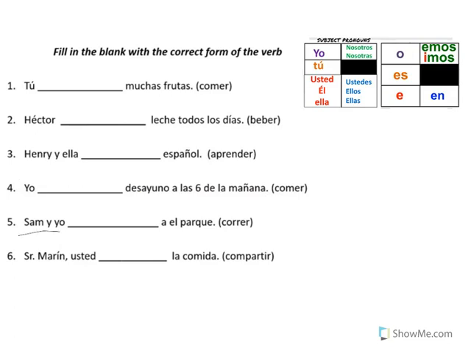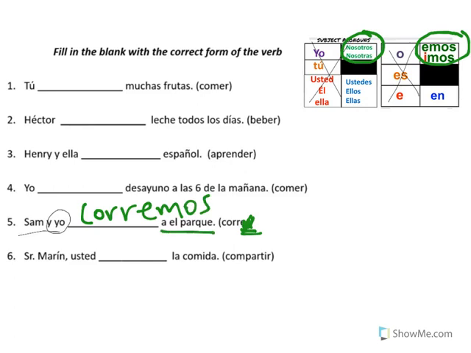5. Sam y yo. Oh, Sam and I. 2 people. Not here. Not here. Does it include me? Yes, it does. Yo means I. Sam and I. Because it includes me, then I know for a fact these are my 2 endings, because this is my pronoun. So now I have to figure out, is it an hemos or an emos? Well, my verb here ends with er. So my ending is going to be the emos. Sam y yo corremos al parque, to the park.